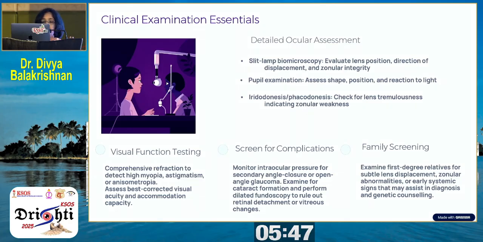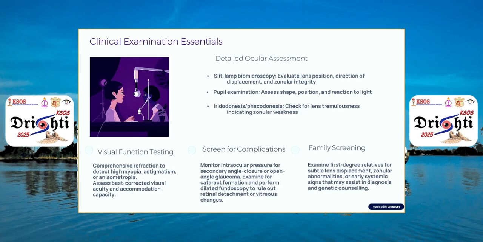So coming to the examination, a detailed functional testing is very important. We need to see with this high power how much the kid is able to see, whether he is able to read near things, and whether his life is getting disturbed because of this high power that the kid is using.